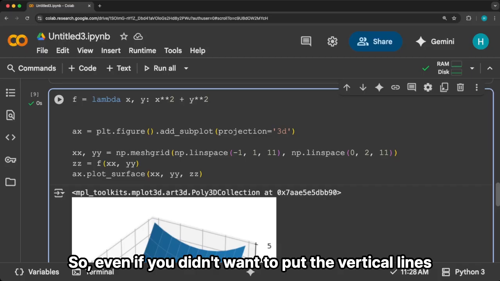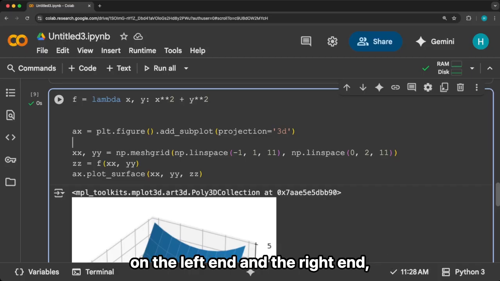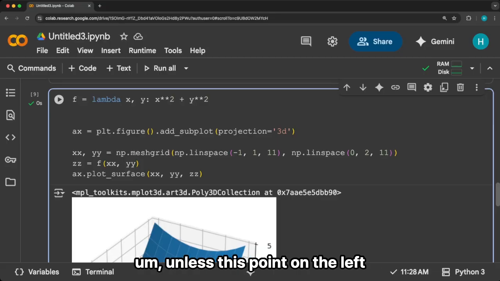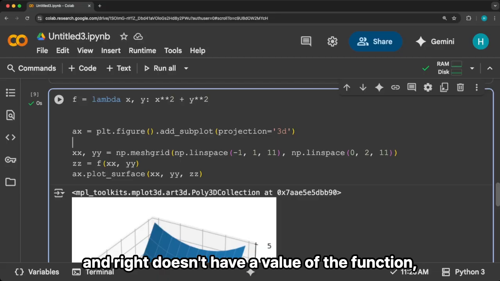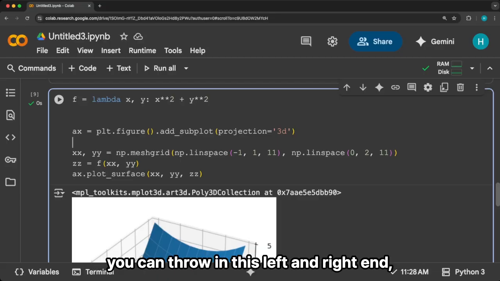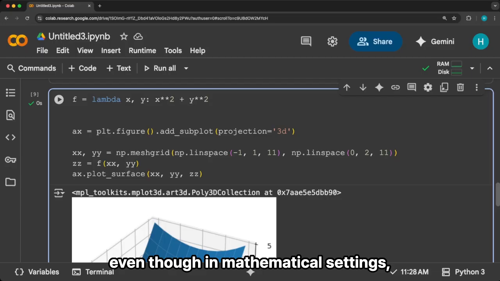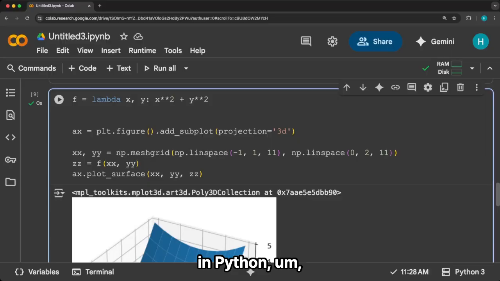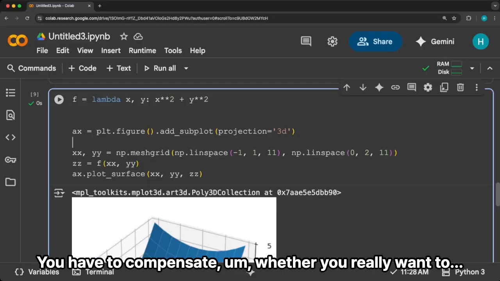Even if you didn't want to put the vertical lines on the left end and the right end, if you really just want to draw something, unless these points on the left and right don't have a value of the function, you can throw in the left and right ends, even though in mathematical settings they're not included, just to indicate that they're the endpoints. So in Python, you have to make an adjustment. You have to compensate, depending on whether you really want to.